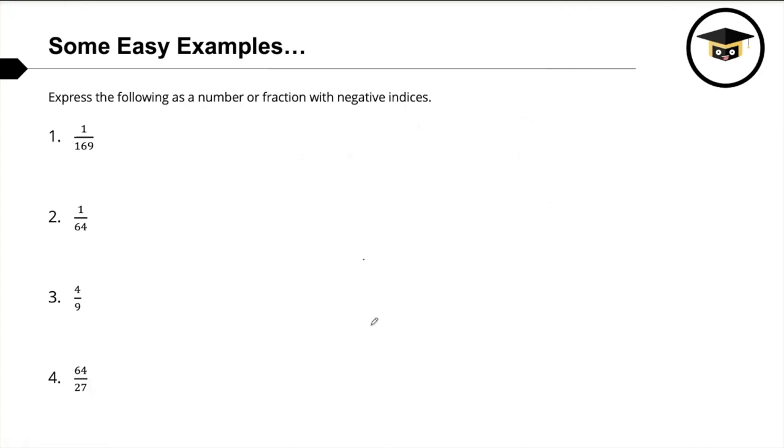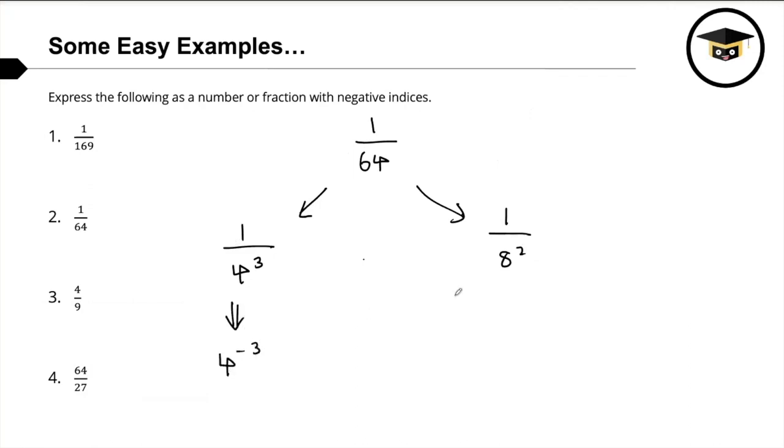With question 2, there's actually quite a few ways which we can do this. And that's a flaw of the question. But let's go through both ways. So we have 1 over 64. We can write that as either 1 over 4 cubed, or we can write it as 1 over 8 squared. Now, 1 over 4 cubed, we know is the same as 4 to the power of negative 3. And 1 over 8 squared is the same as 8 to the power of negative 2. So both of these answers are going to be acceptable.